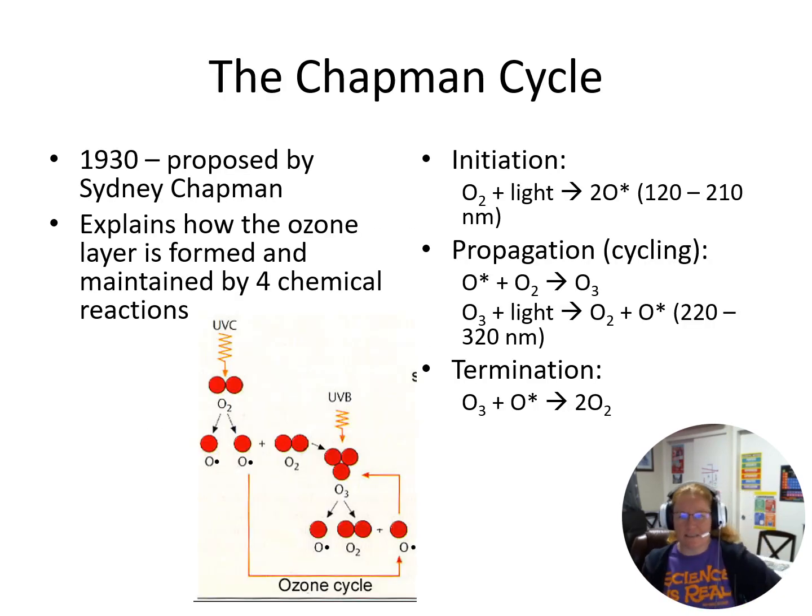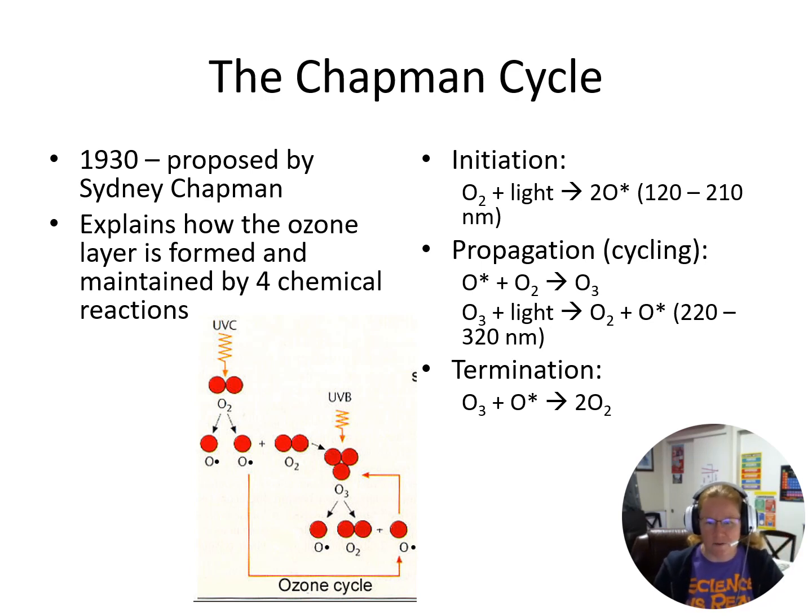So this is the Chapman cycle. It was proposed in 1930, and it is formed and maintained by 4 chemical reactions. So UVC comes in, it breaks bonds in an O2 molecule. It splits apart. We get 2 radicals. So that's where there's an unpaired electron floating around.